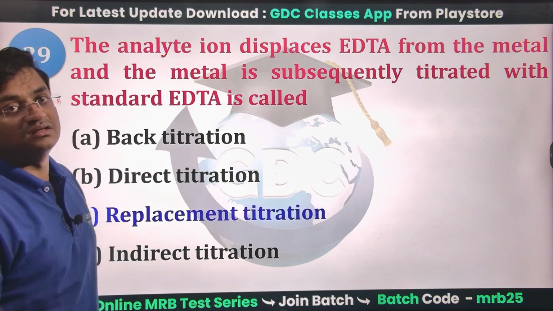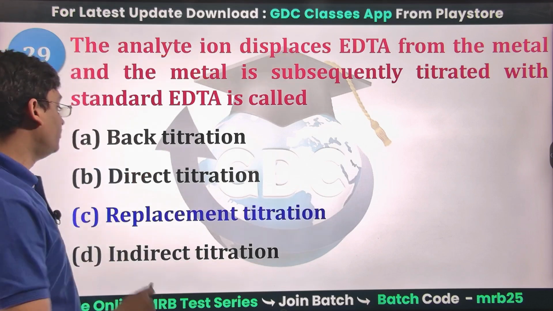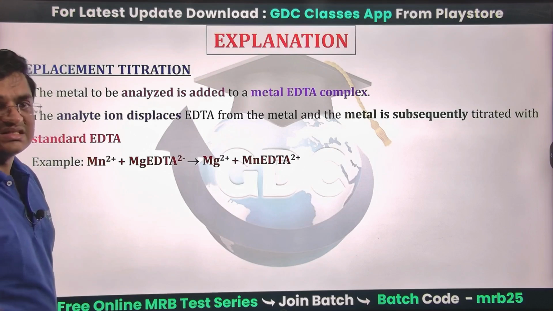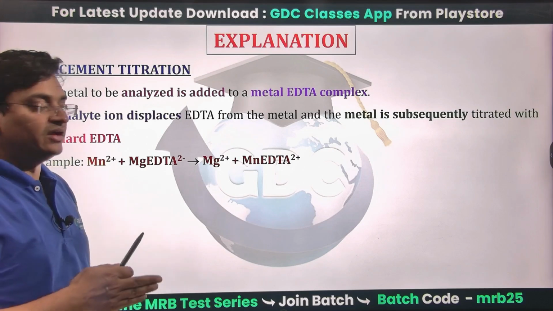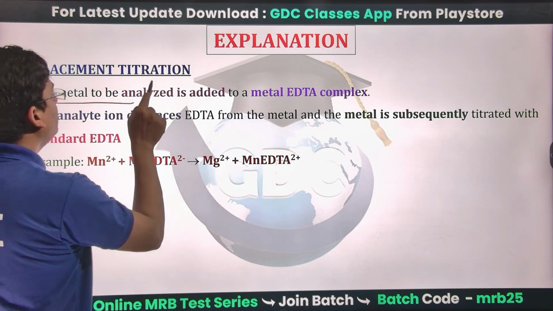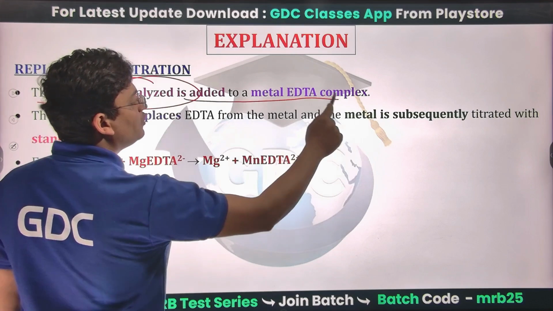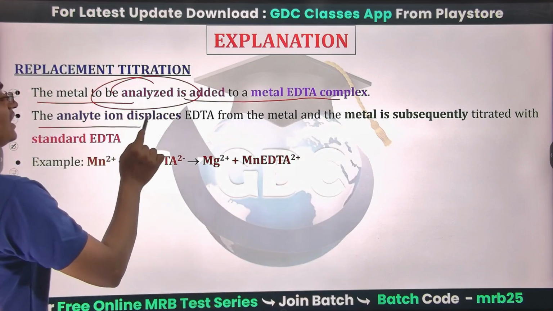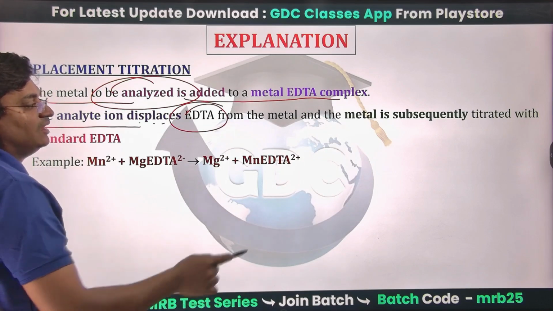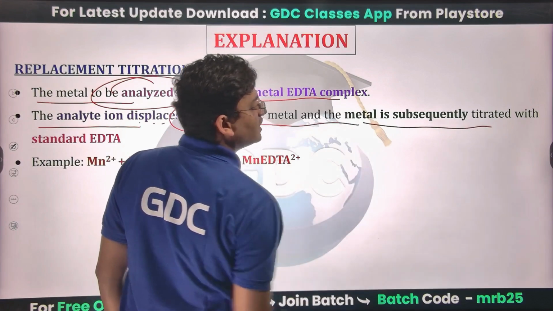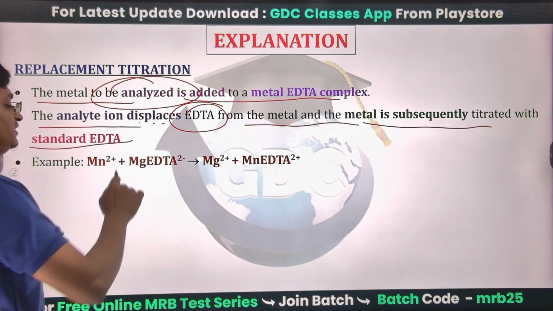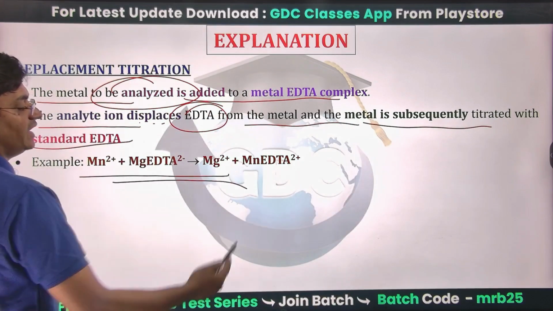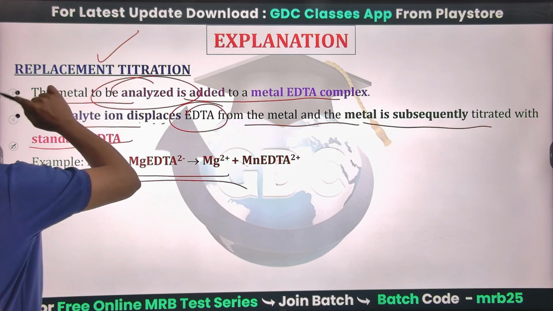This is a reaction of a replacement titration, where we are replacing EDTA by the metal ion. The metal to be analyzed is added to a metal EDTA complex. The analyte ion displaces EDTA from the metal, and the metal is subsequently titrated with the standard EDTA. This is the case for replacement titrations.